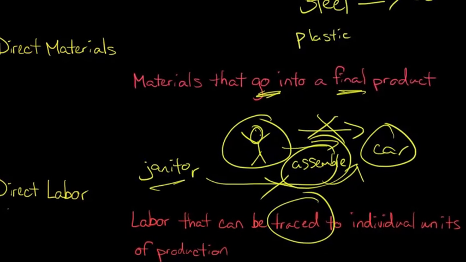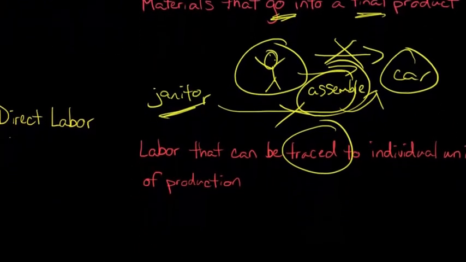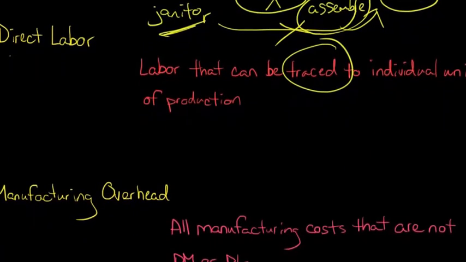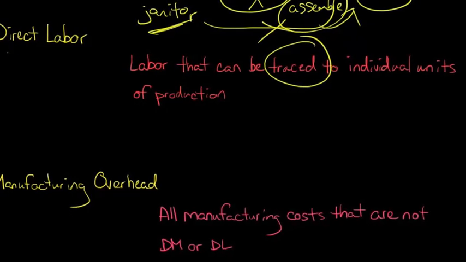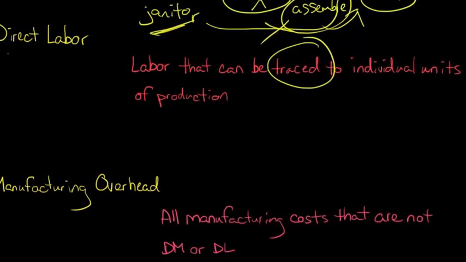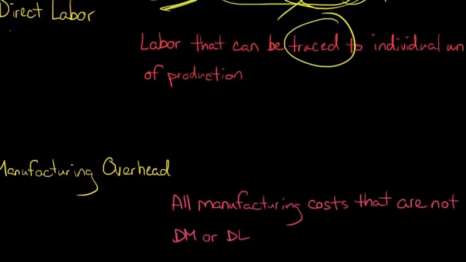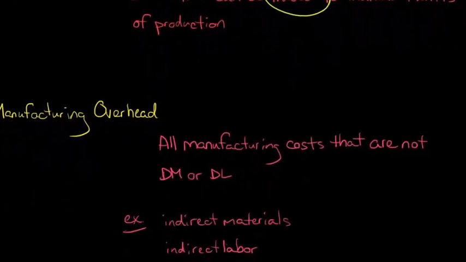The idea of the janitor not being able to trace the cost is going to lead us into the idea of manufacturing overhead. Manufacturing overhead is just generically everything that's not direct materials or direct labor. I'll give some specific examples so you'll understand a little bit better. When we think about indirect labor, I just gave the example of the janitor.